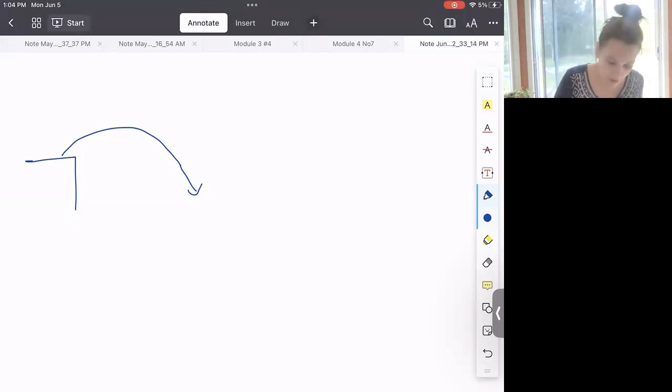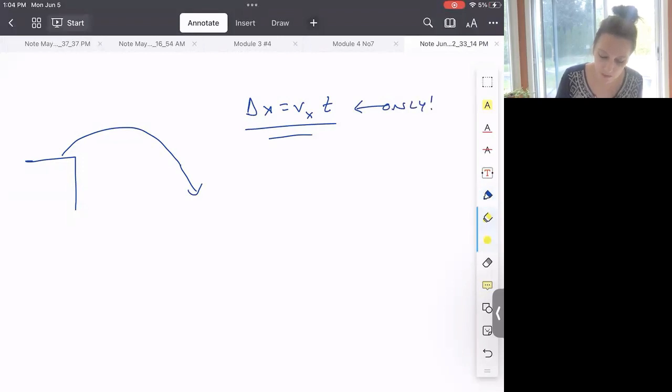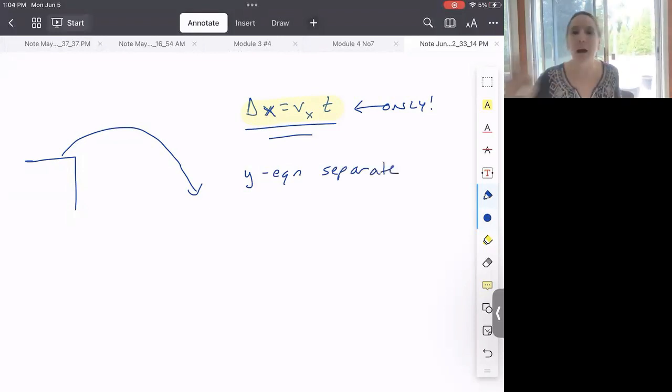So for 2D motion, remember that you always want to keep X and Y separate, and that in the X equation, because the acceleration is 0, this is the only equation. So remembering that this is the only X equation, delta X equals VXT, that's going to be very helpful. And then separately, you use the Y equation, making sure to not combine X and Y knowns, right? So just being careful with the directions and everything. So definitely just keeping them separate. This is for when you're doing your 2D projectile motion.